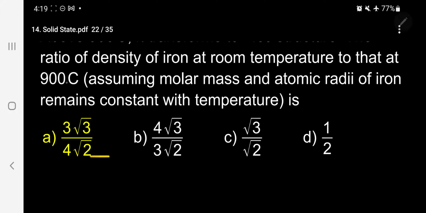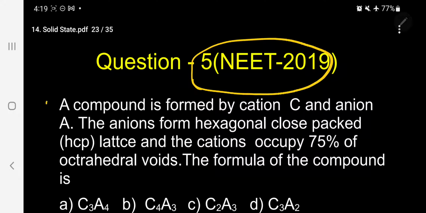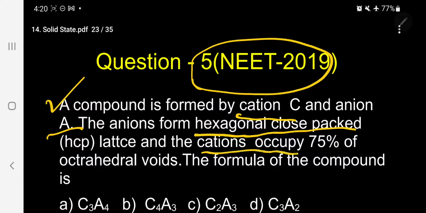Now, next one. Question number 5. This question was asked in NEET 2019. Let me read the question. A compound is formed by cation C and anion A. The anion forms a hexagonal close-packed structure, that is HCP lattice, and the cations occupy 75% of the octahedral voids. The formula of the compound is: A) C3A4, B) C4A3, C) C2A3, D) C3A2.